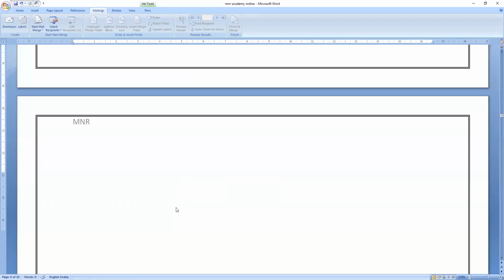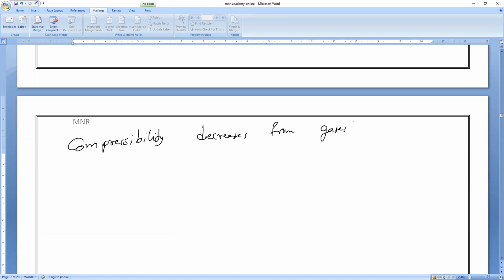So from that we can make an activity. From this we can say highly compressible. I can make a statement. All of you write it. Compressibility decreases from gases to liquids, and liquids to what? Solids.